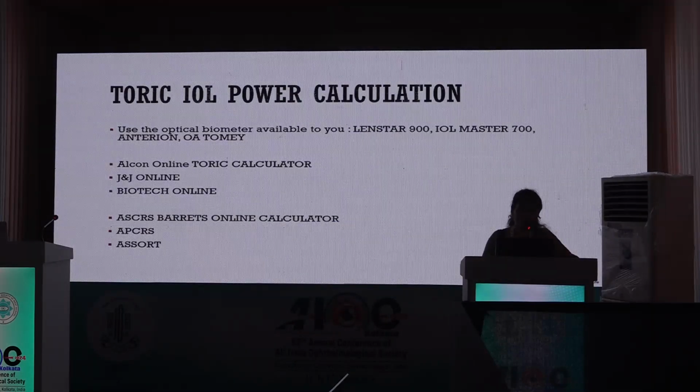Then for the toric IOL power calculation, if you're using an optical biometer, something like Lenstar 900, IOLmaster 700, Anteoron, OA-Tommy, then we know that they have these calculators embedded on the system itself, and the best of the IOL power formula will be used, and you will be able to get your IOL power with the toricity. But if you don't have these optical biometers, then you can even go online, use the Alcon online calculators, or Biotech online calculators, or the ASCRS Barrett's online calculator, or the Assort, and other examples.